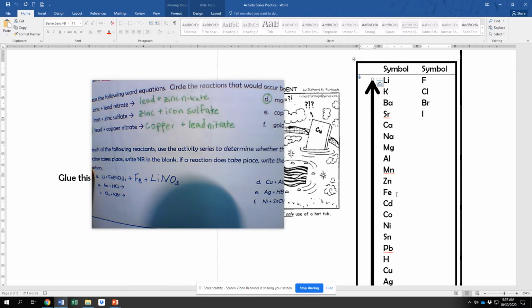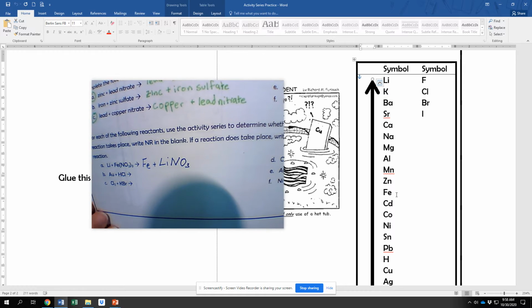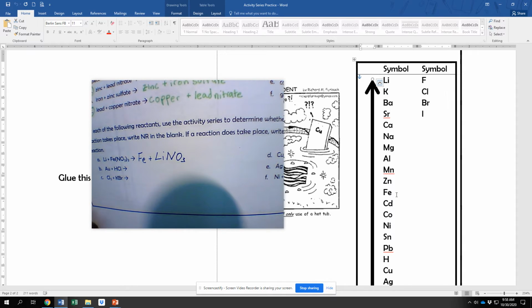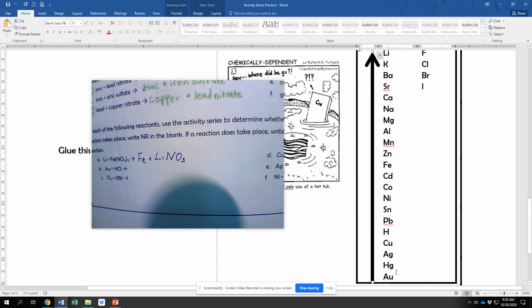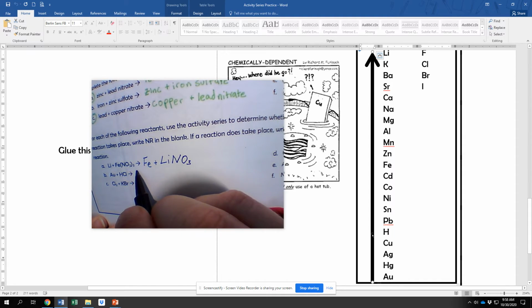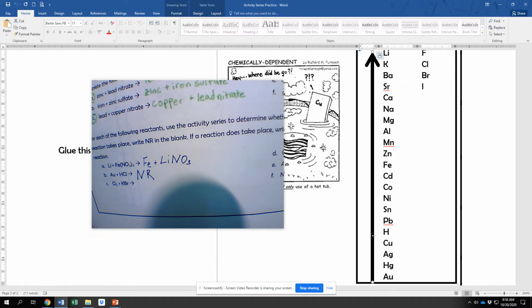Okay? All right, next, letter B says gold and hydrochloric acid. So we're looking at gold way down here at the bottom compared to hydrogen. So hydrogen is way above gold. So because we're putting gold into hydrochloric acid, no reaction. So we say NR, no reaction.